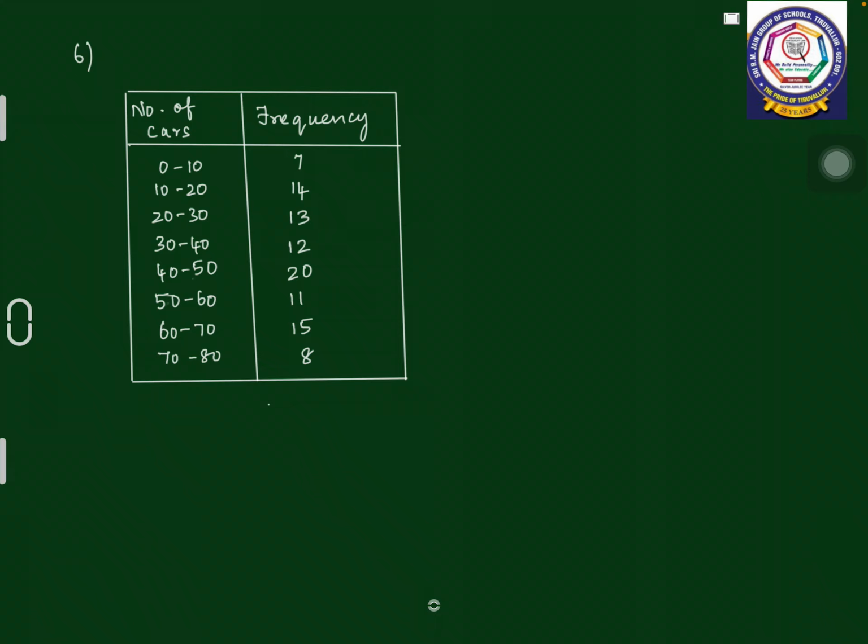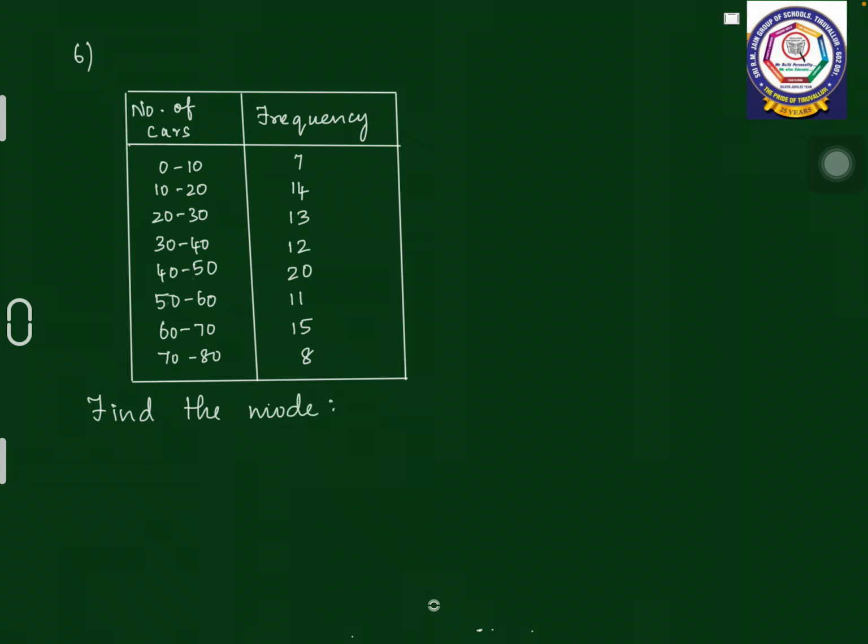Let me teach you one more problem in mode. Here they have given you the number of cars on a road for 100 periods each of 3 minutes, that is 0 to 10, 10 to 20, 20 to 30. The number of cars: 0 to 10 is 7, 10 to 20 is 14, 20 to 30 is 13, 30 to 40 is 12, 40 to 50 is 20, 50 to 60 is 11, 60 to 70 is 15, 70 to 80 is 8. Here again you have to find the mode of the given data.